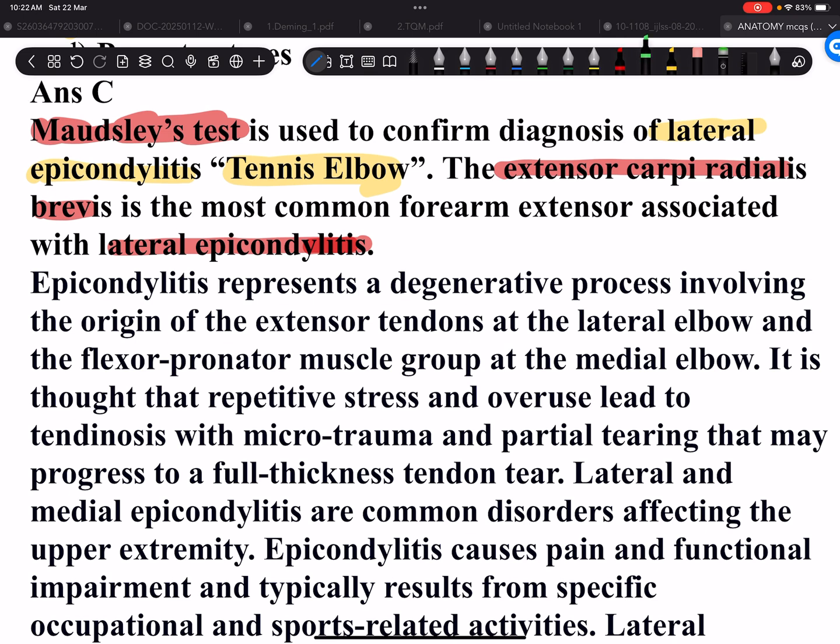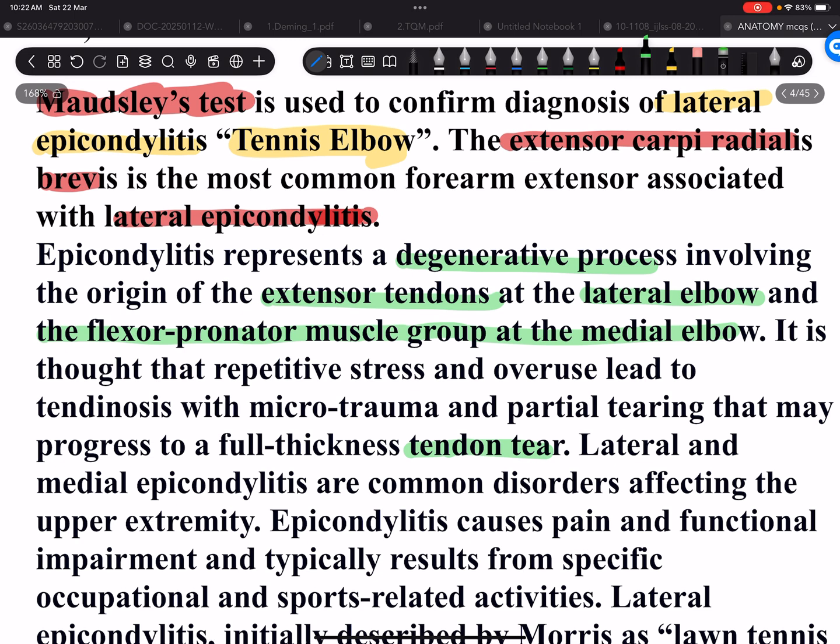Epicondylitis represents a degenerative process involving the origin of the extensor tendons at the lateral elbow and the flexor pronator muscle group at the medial elbow. It is thought that repetitive stress and overuse lead to tendinosis with microtrauma and partial tearing that may progress to a full thickness tendon tear. So when we give repetitive stress and force on our elbow joint, it can lead to tendinosis with microtrauma, and when a partial tear is present, it can lead to a full thickness tendon tear.